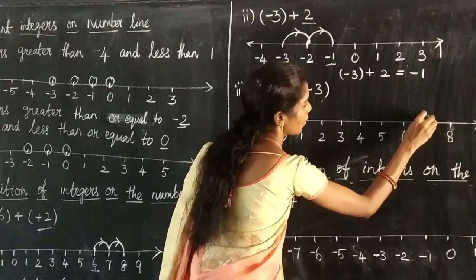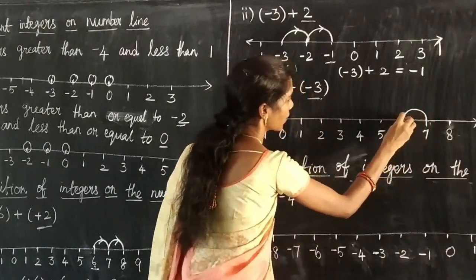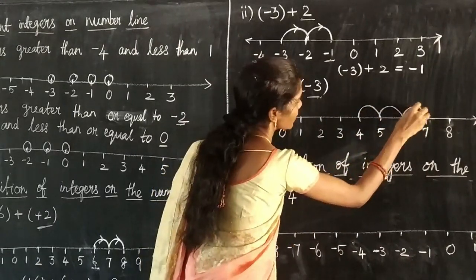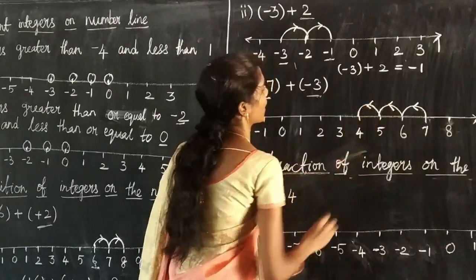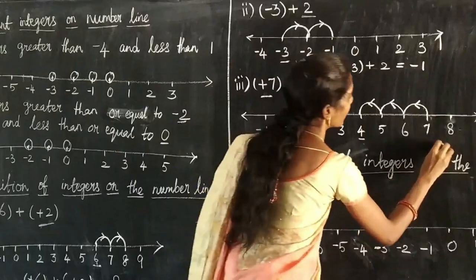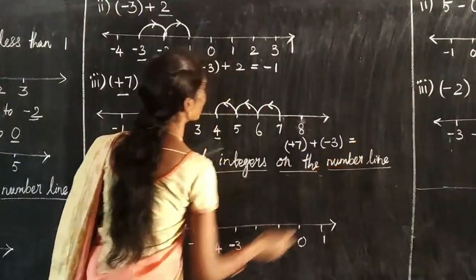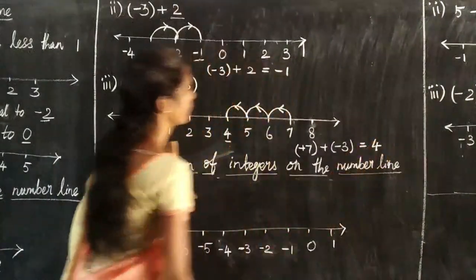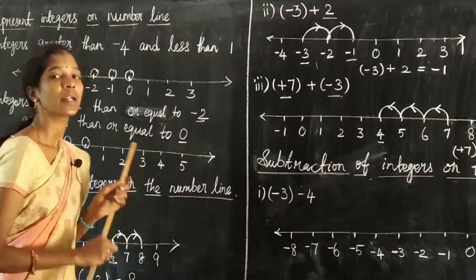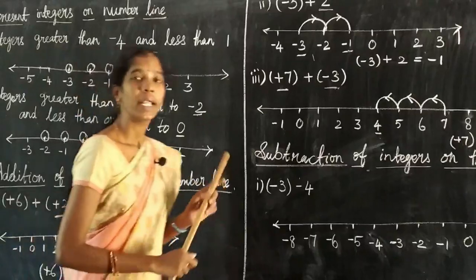So how many units do we have to move? 3 units. Okay, so 1, 2, 3 units. We have to move to the left side. And the number we are getting is 4. So plus 7 plus minus 3 equals 4. Okay. So to add a positive integer we have to move to the right side, and to add a negative integer we have to move to the left side.